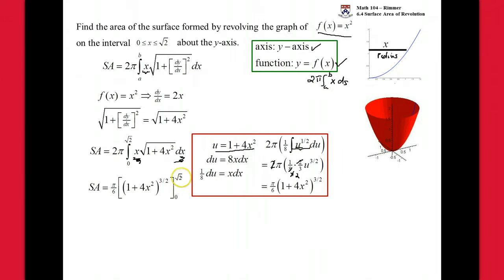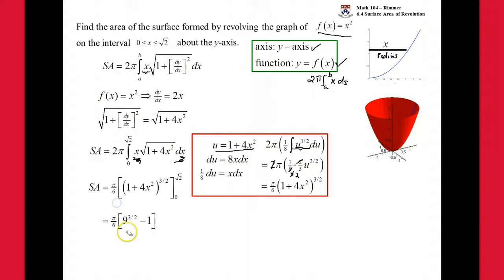So put a root 2 in, square the root 2, you get a 2. 4 times 2 is 8. 8 plus 1 is 9. So you have 9 to the 3/2 for the upper limit. You put a 0 in, you get 1 to the 3/2. And the pi over 6 is still on the outside.